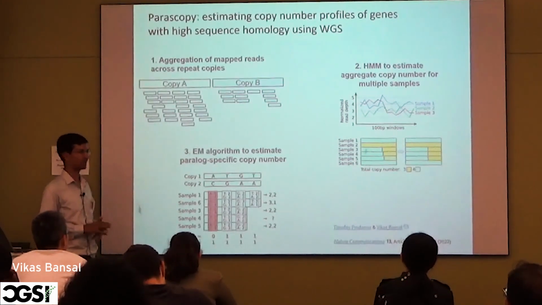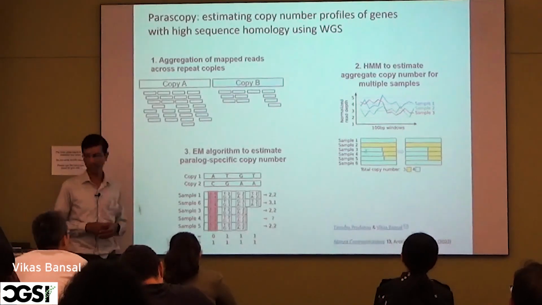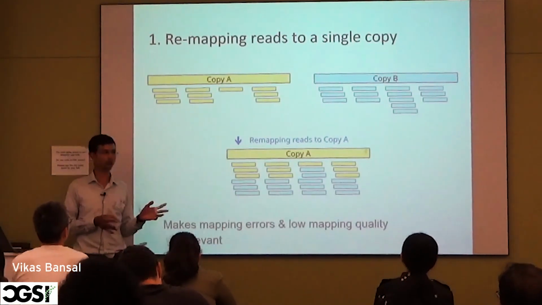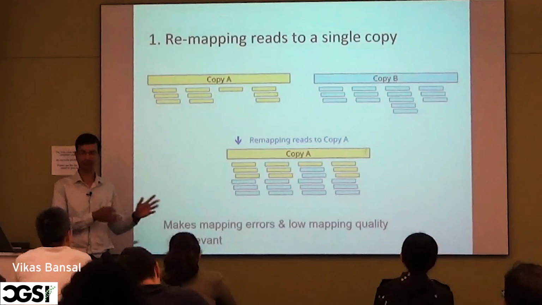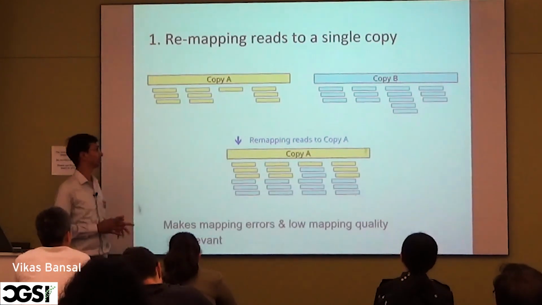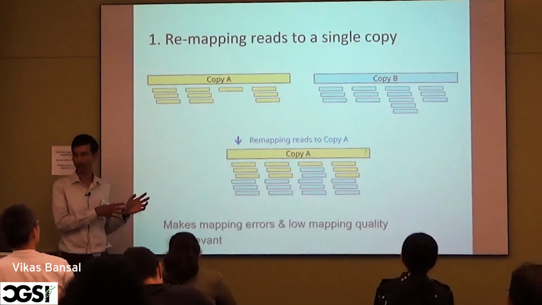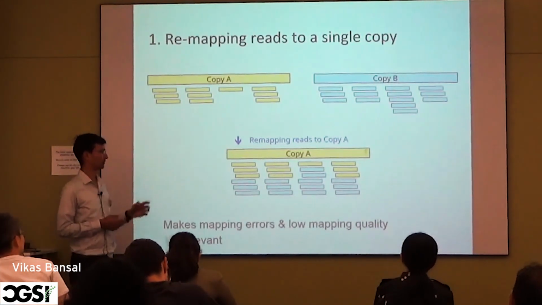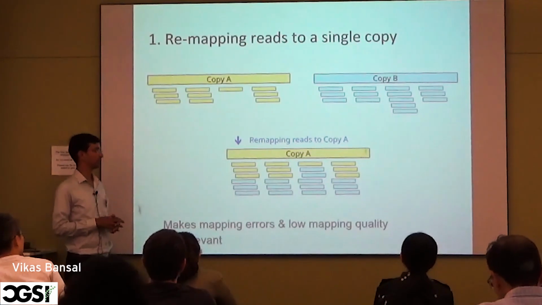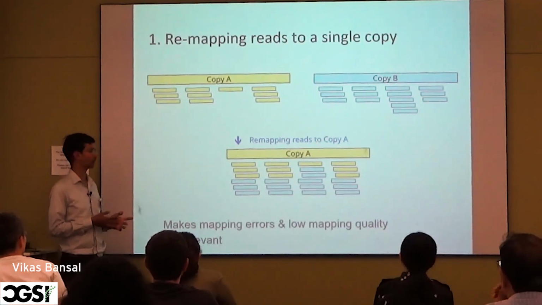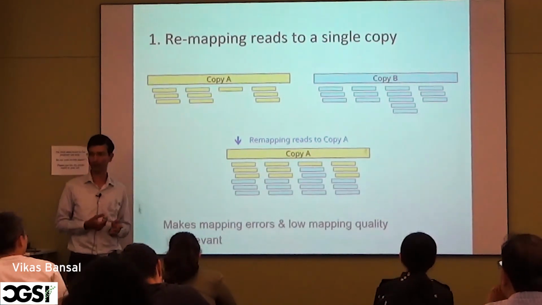So I'll go over the different steps of the method, and the first step is to basically aggregate the read depth across the different copies. And all the examples I'm showing you are based on 2 copies, but the method works for any number of copies. So even if you have 7 copies of the gene in the genome, the method works. So what you do is basically map all the reads from all the copies to one single copy. In this case, we are mapping the reads from copy B to copy A. And the advantage of doing that is that mapping errors become redundant, because we don't need to worry about whether a read came from copy A or copy B.